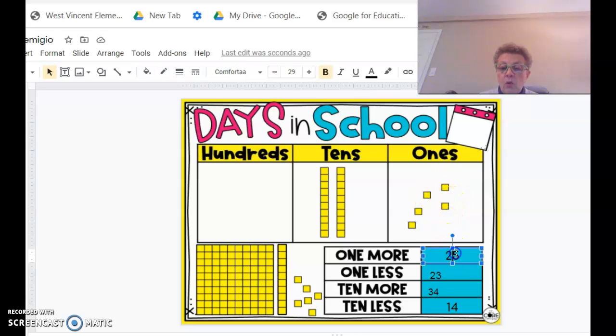Good. And one more than 25 is going to be 26. One less than 25 is going to be 24. 10 more than 25 is going to be 35. And 10 less than 25 is going to be 15.